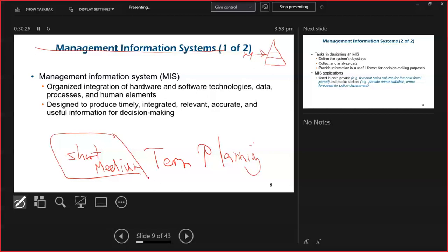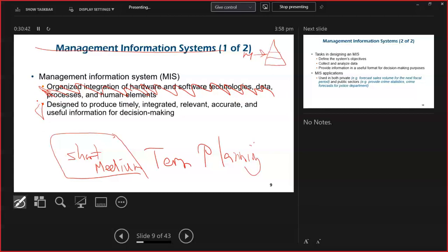The first sentence of MIS is actually rubbish. Cross it out because it says it's hardware, software, technologies, data, process, and human beings. The question is every system is actually like that, so it's actually talking crap. So cross it out. But this one is important, right?